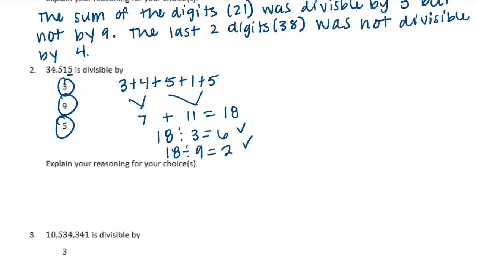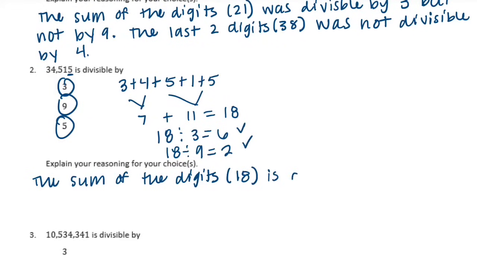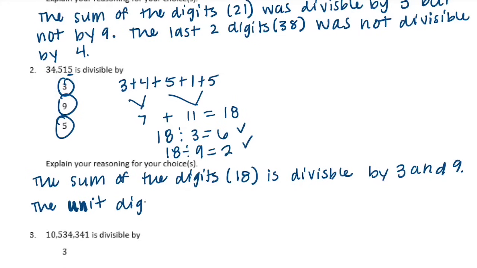So we can say the sum of the digits is divisible by 3 and 9. And we can say the unit digit is 5, so it's divisible by 5.